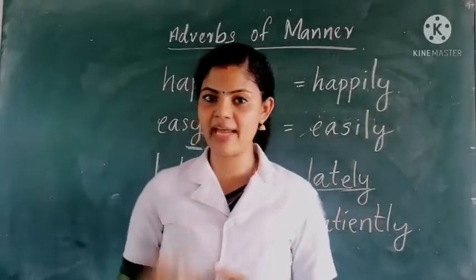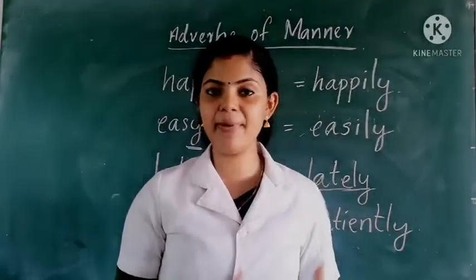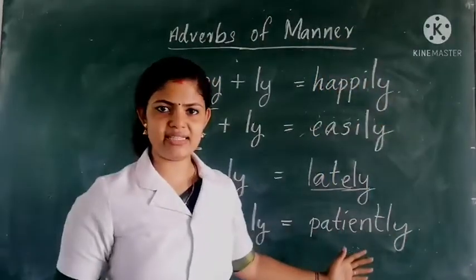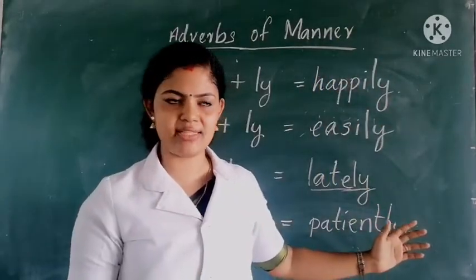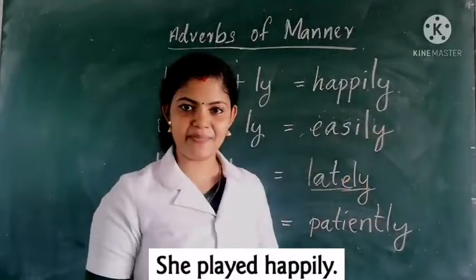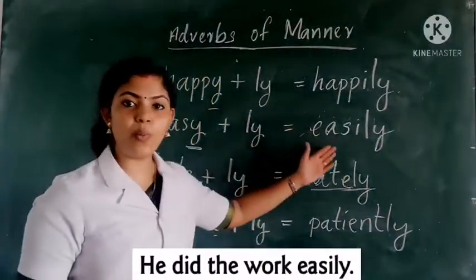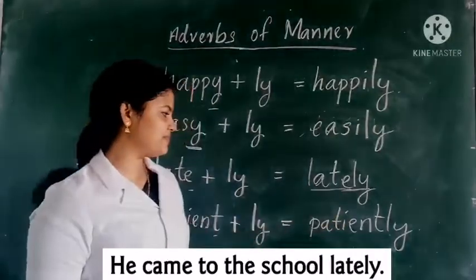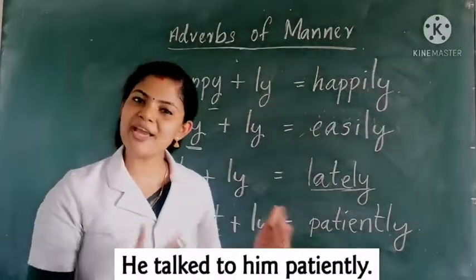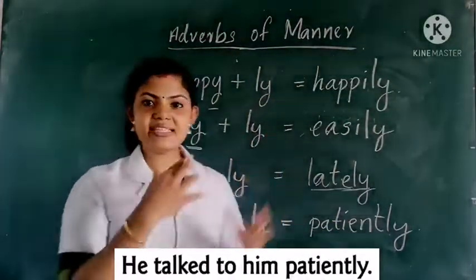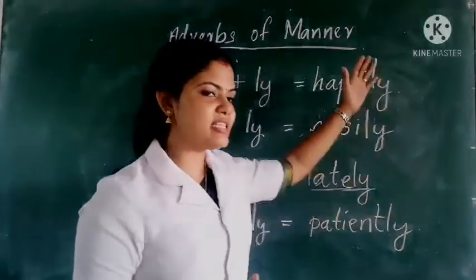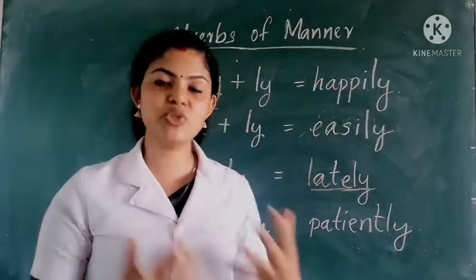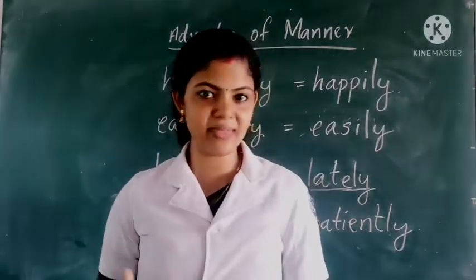Adverbs of manner tell us how people do things. Okay, so with these words we can see how people do some actions. She played happily. He did the work easily. He came to the school lately. He talked to him patiently. So these are some actions, and these words show how the person is doing the action or doing something.